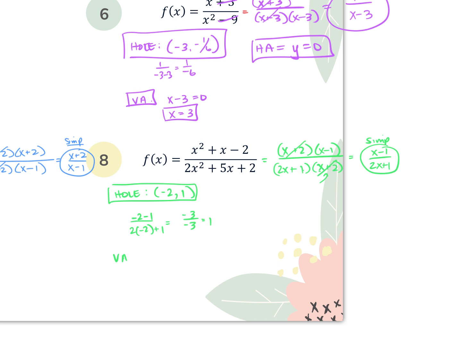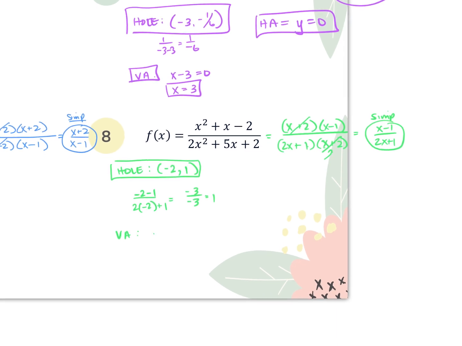From there, I go to my vertical asymptote, for which I also use the simplified version. So I know 2x plus 1 can't equal 0, so I'm going to figure out what would make it equal to 0. And so this is my vertical asymptote, because if x is negative a half, then my denominator will be 0. And then lastly, I'm going to look for the horizontal asymptote here. Again, I'm going to look at the original, at those leading terms. My exponents are the same. And so I know that it's going to be y equals the ratio of the coefficients of those x squareds. And so it's going to be y equals a half.